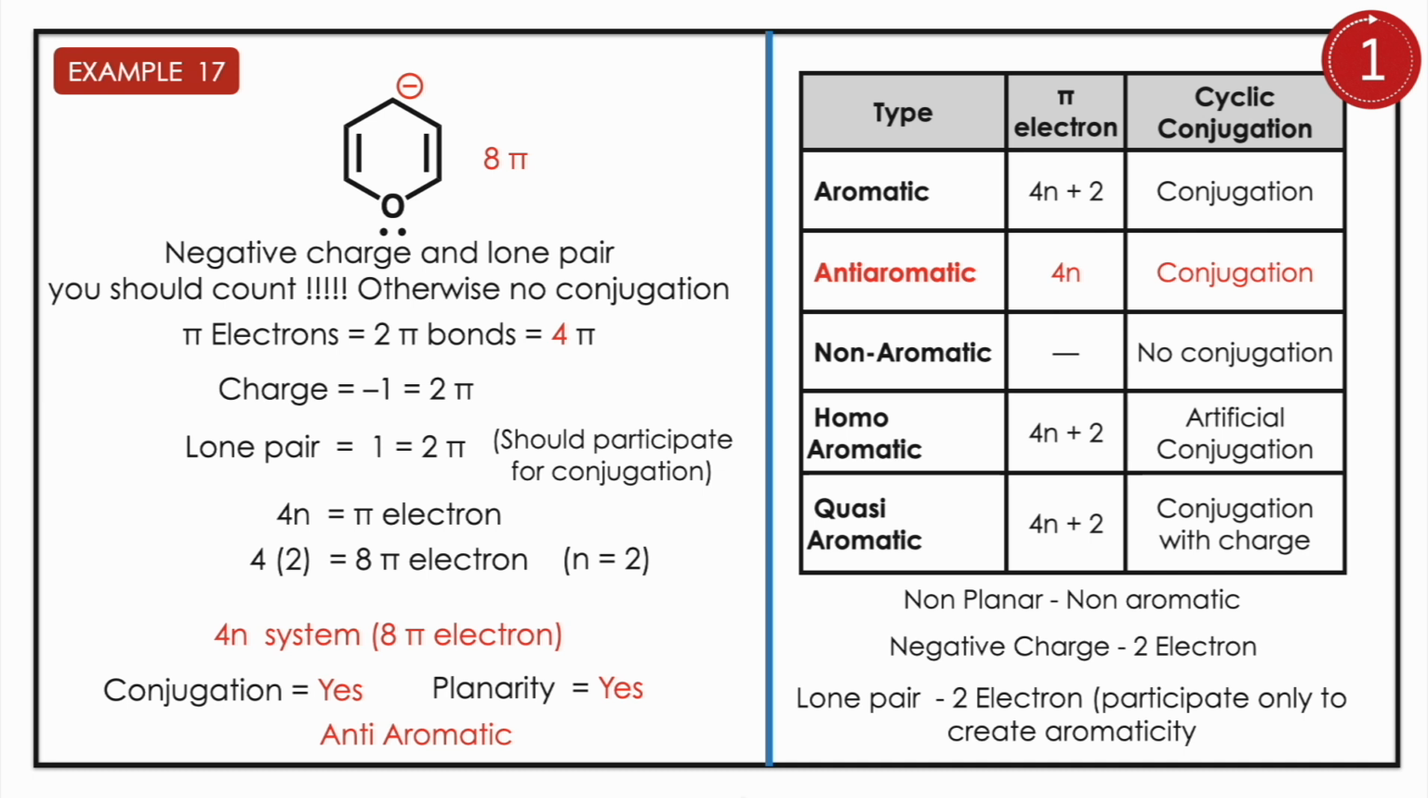Then we look for conjugation. Definitely conjugation will be there. The lone pair and anion help for the delocalization. The system is planar. Definitely delocalization and conjugation are also there. Since the compound involves delocalization, it is definitely planar. So 4n system, conjugated, planar means the given compound is anti-aromatic.